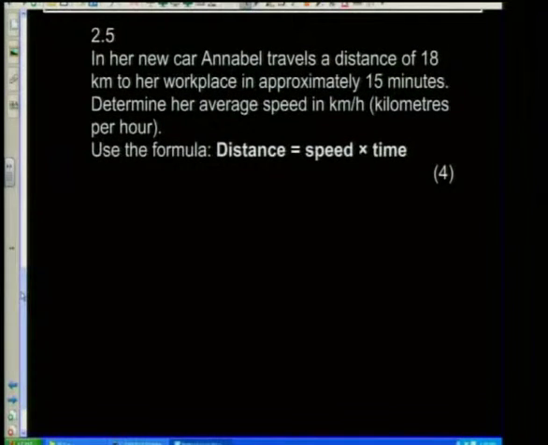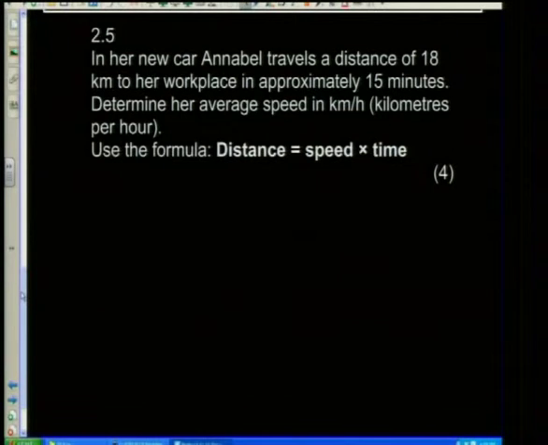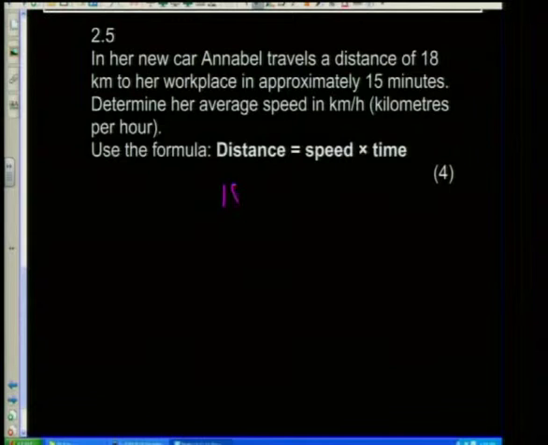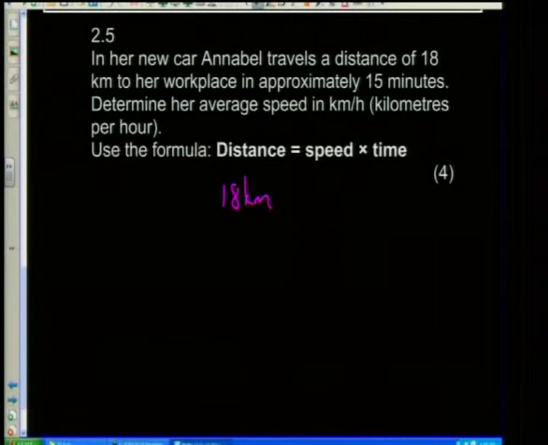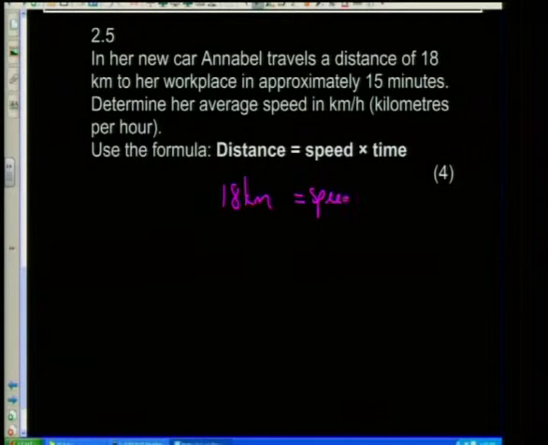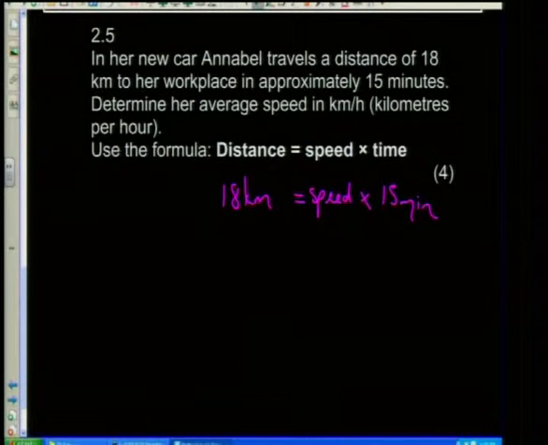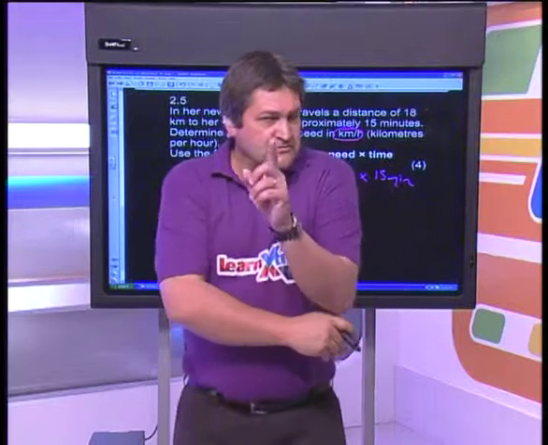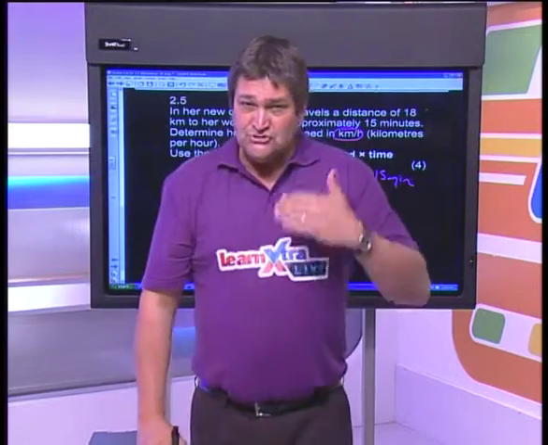We know she travels a distance of 18 kilometers. So her distance is 18 kilometers. Her speed is what we are going to try and work out. Her time is 15 minutes. Now, folks, the problem we have is that our answer has got to be in kilometers per hour, but do you notice that the question has given me 15 minutes? So I have to change 15 minutes to hours.